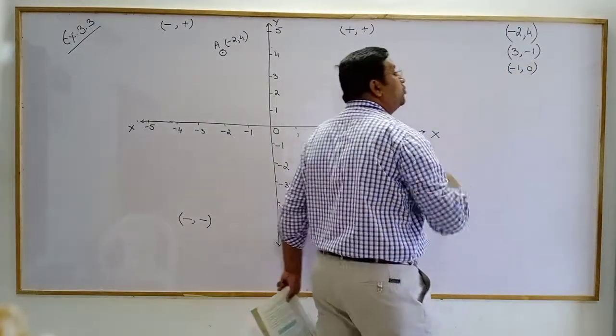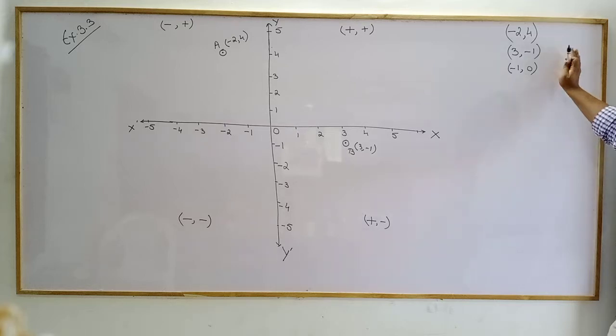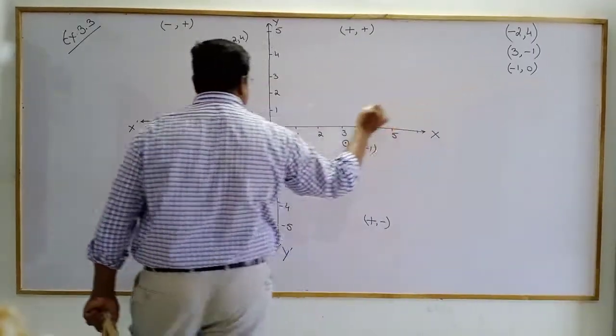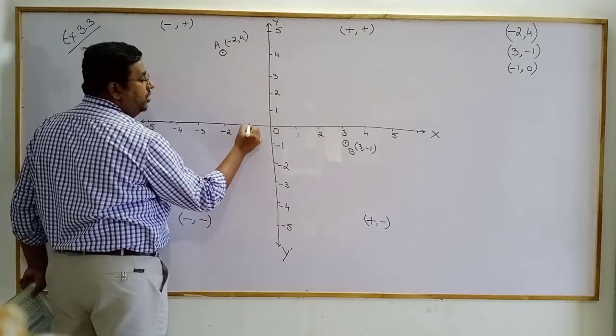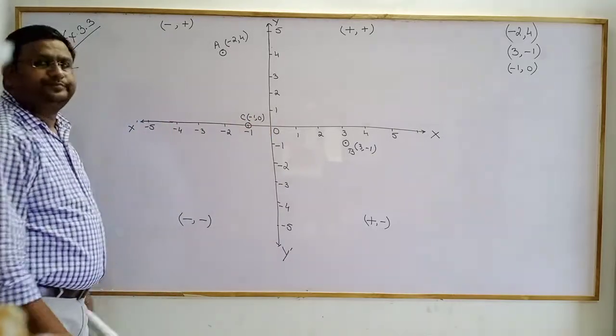Next point, -1, 0. Which coordinate is 0? Y coordinate is 0. Where is y coordinate 0? On x-axis. The other day I wrote it in the previous lecture. On x-axis, y coordinate is 0. On y-axis, x coordinate is 0. X is -1, y is 0. That means we are neither going up, nor going down. So put a dot, and this is your point C, -1, 0.